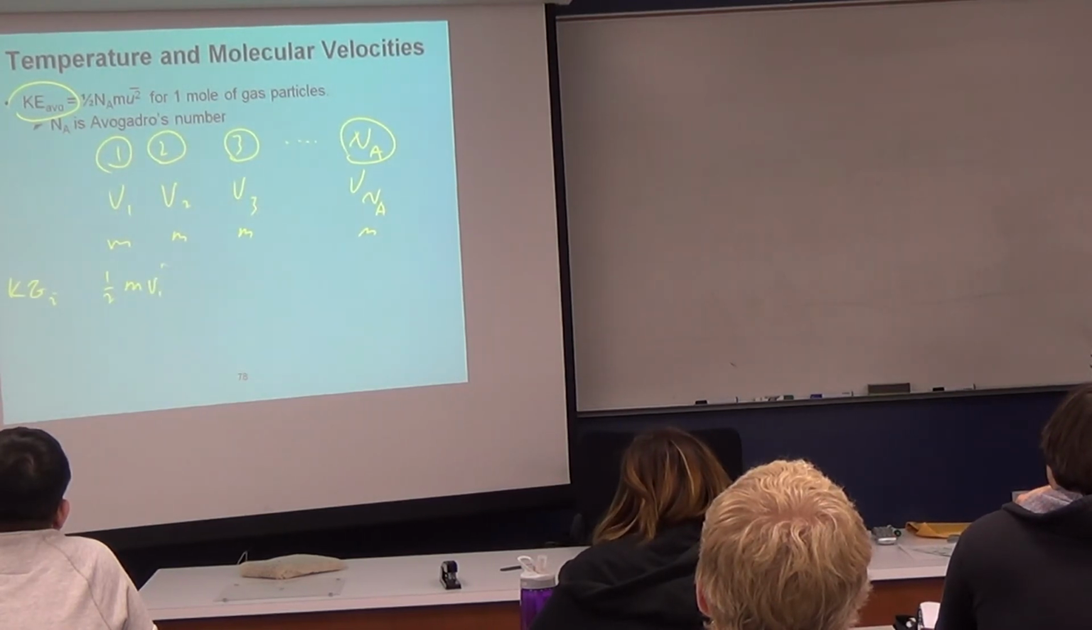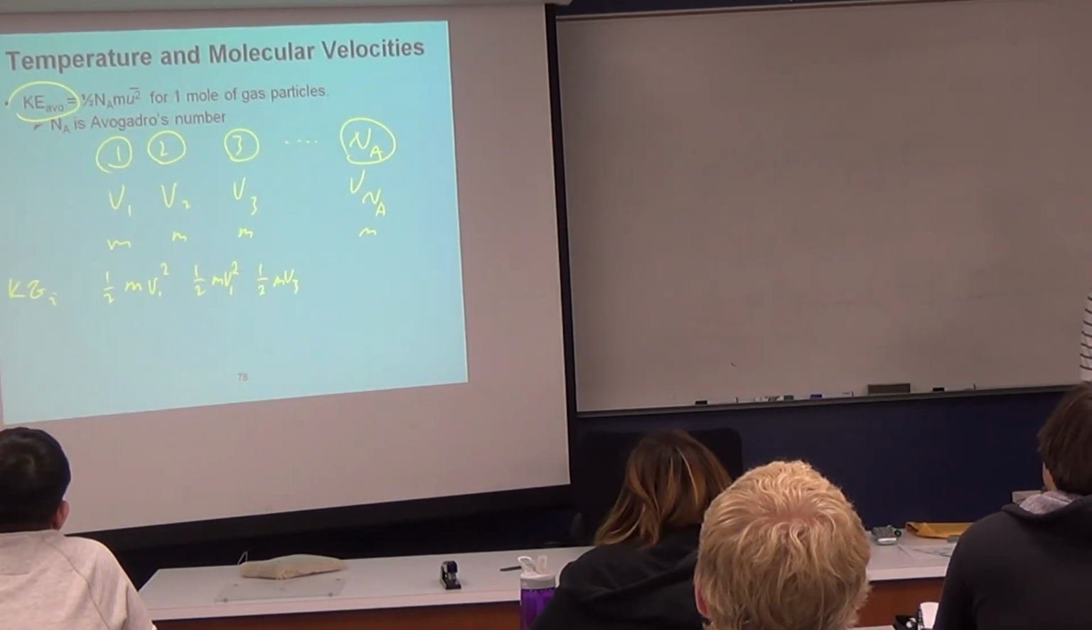Or v1 squared, right, for the first one. What will be the KE for the second particle? What is the KE for the number 3 particle? With v3 squared. And then what will be the last one?